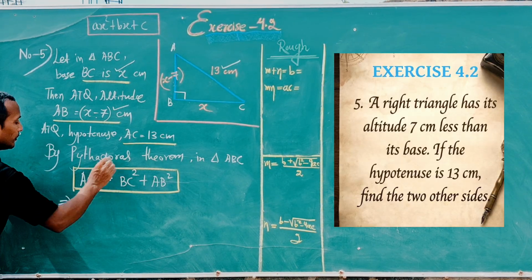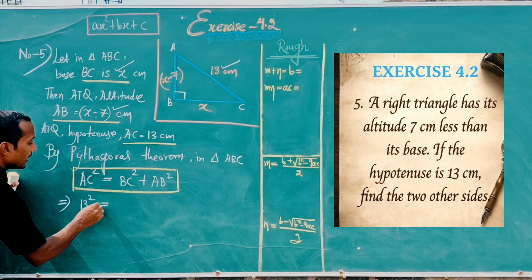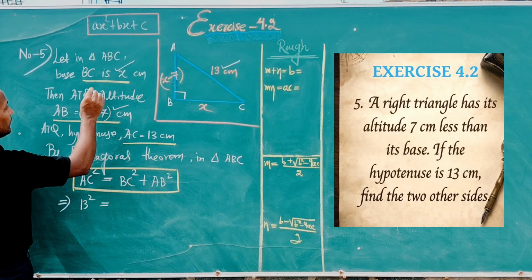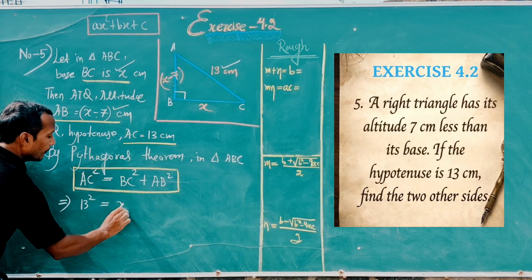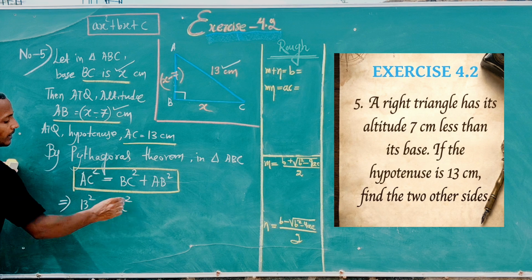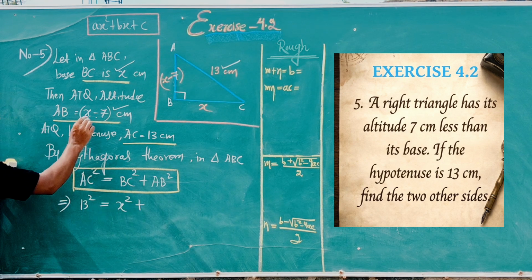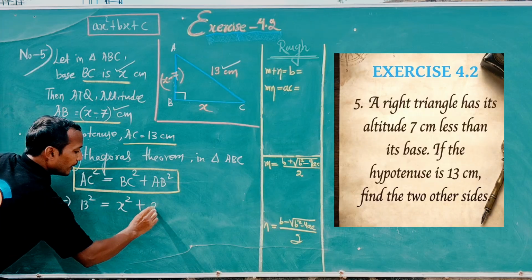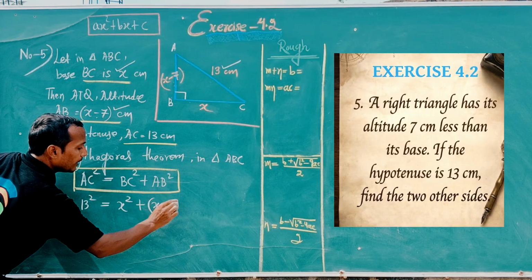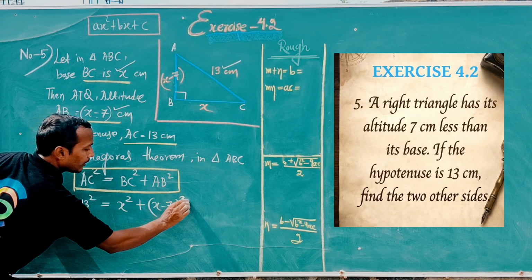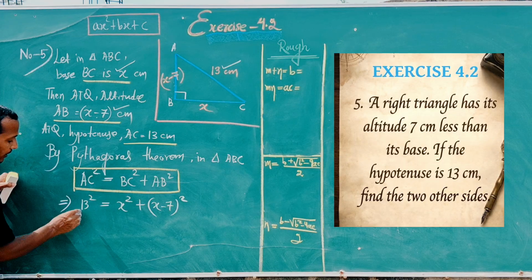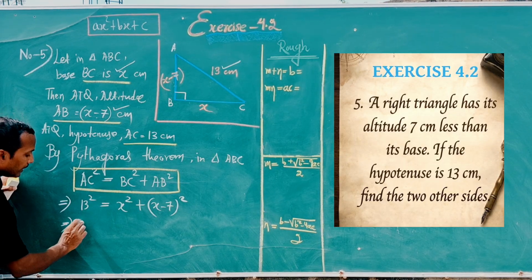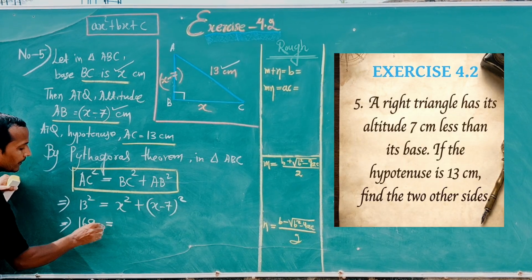AC is 13. So 13 square I have. BC square, BC means x. So I will have x square plus AB. What is AB? AB is x minus 7. So AB square means square of x minus 7, which means x minus 7 whole square. Now let's calculate. This is 13 square. It is 169. You know it.